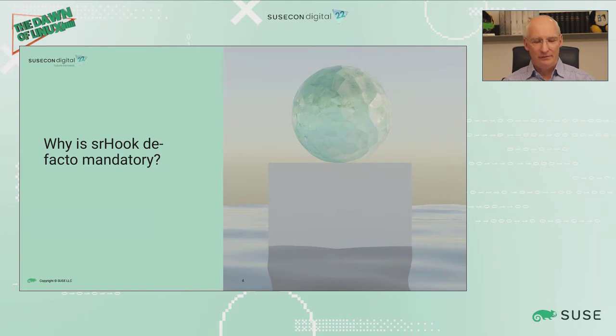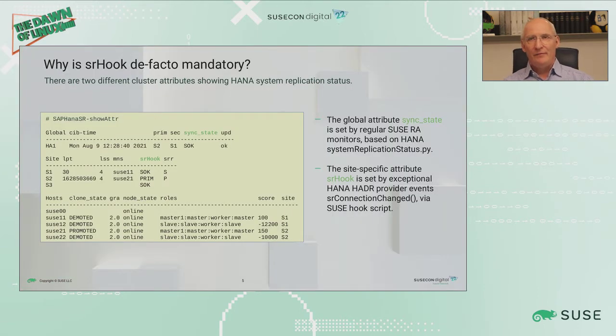Why is the srHook mandatory? So we have two cluster attributes representing the HANA system replication status. One is the sync state and the other one is the srHook. Both are representing the HANA system replication status, but they are different. They are different in two aspects. First of all, the sync state is polled by the SUSE resource agent in a regular interval. And the sync state is a cluster-wide attribute which is not site-aware.